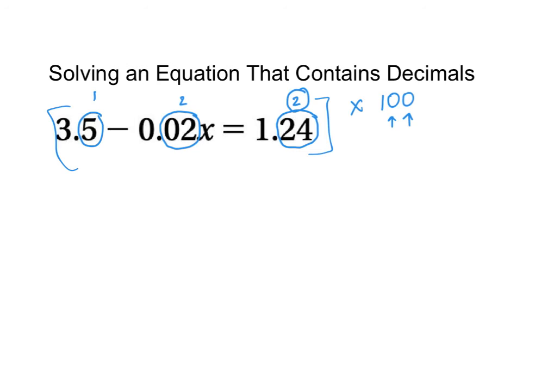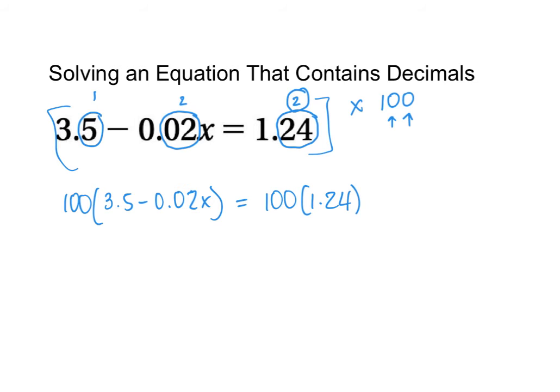Let's multiply both sides by 100. This is going to be 100 times 3.5 minus 0.02x equals 100 times 1.24. Now, distributing this 100 inside, you're going to end up with 350 minus 2x equals 124. When you multiply by 100, all you really have to do is move the decimal place over twice, each time.